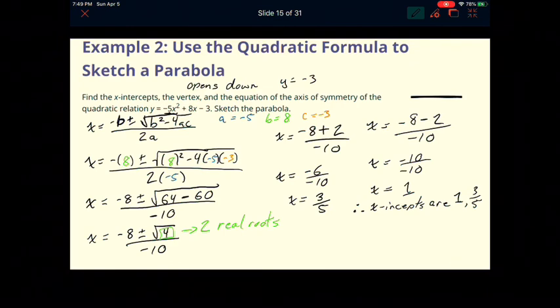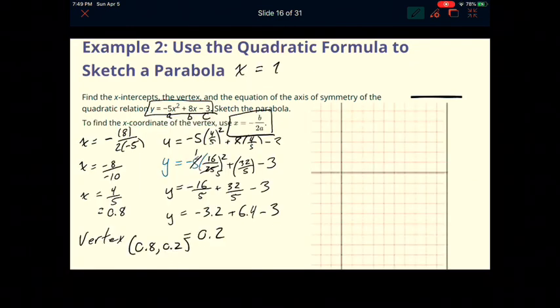So this is pretty tight because we also know that our x's are 1 and 3/5, so 1 and 0.6. And don't put brackets around those because that means it's a point. It's not a point. There's just two of them there.